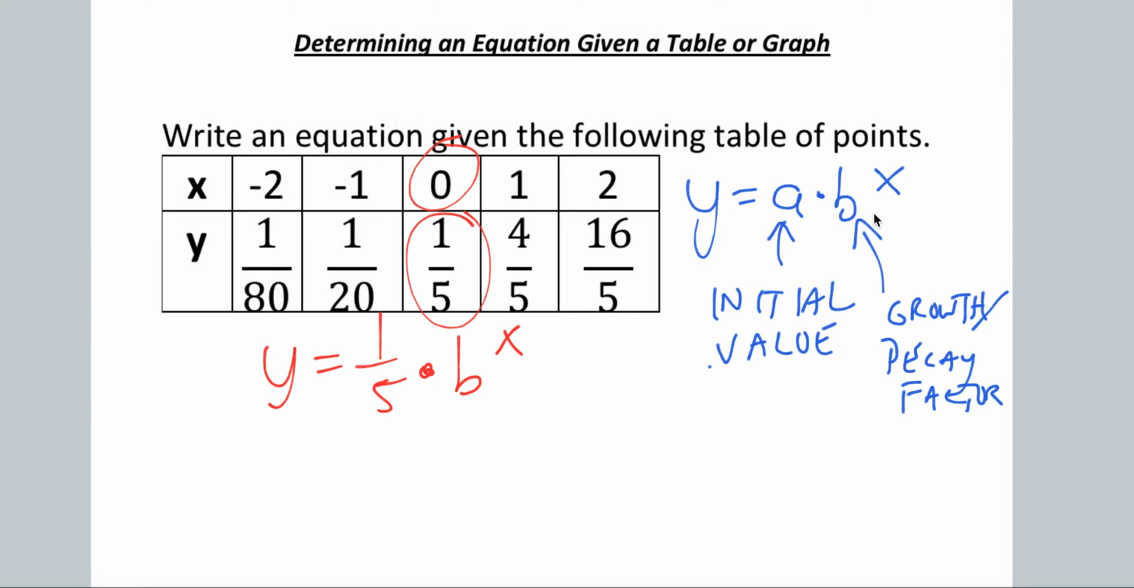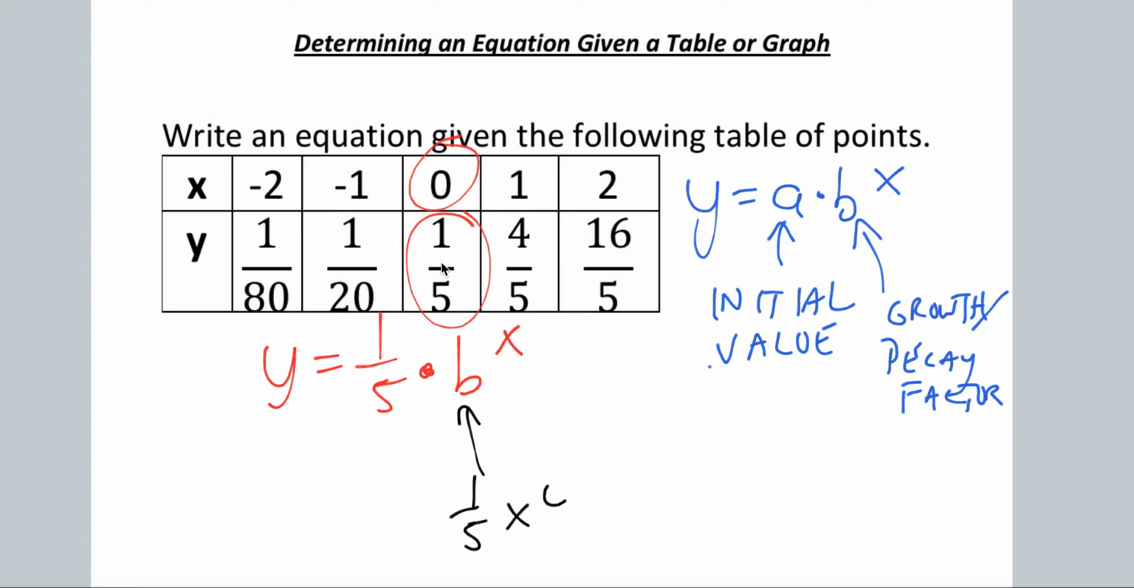So b, the growth or decay factor, in this case we know it's a growth factor because as we go from left to right with the x values, the y values are actually going up. And to figure out specifically what b is equal to, we have to figure out the common ratio between the y values, meaning from one y value to the next, what are we multiplying by? So if you notice, from each y value to the next, we're multiplying by 4, right?